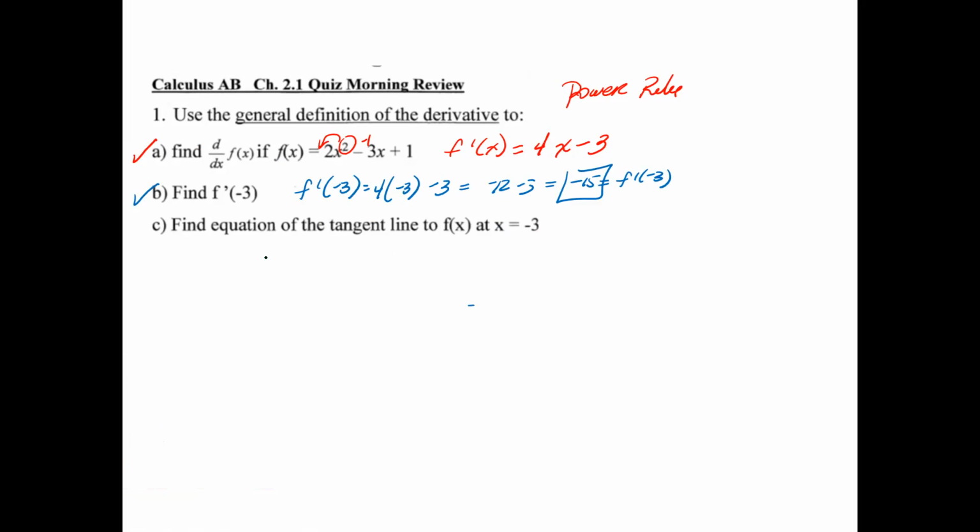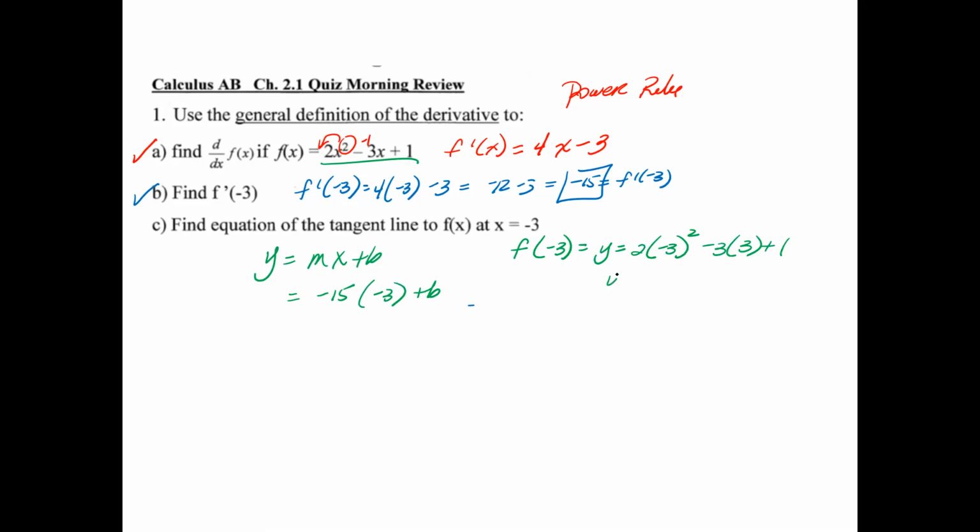Okay, so the equation of the tangent line is y equals mx plus b. So my y value is missing here, but I do have my m value, which is a negative 15, x, which is negative 3, plus b. But I can figure out what my y value is if I go ahead and plug it into this equation. So I have 2 times a negative 3 squared minus 3 times negative 3 plus 1. Y is equal to 2 times 9 minus 9 plus 1. So 18 minus 9 plus 1 is going to give me a 10.